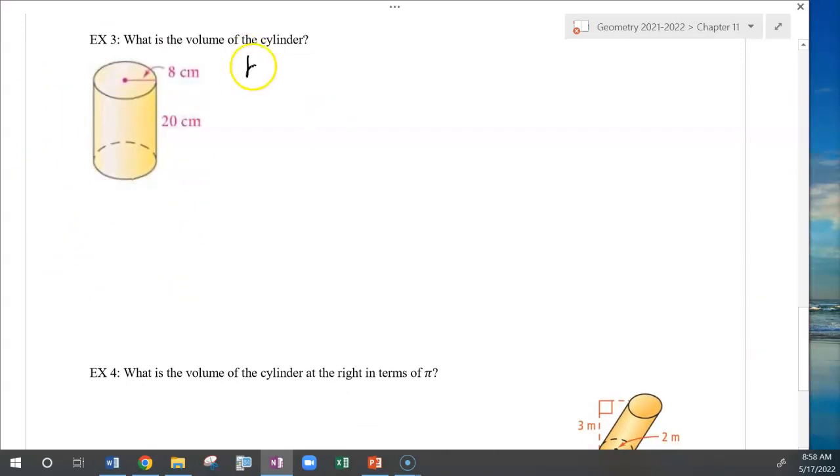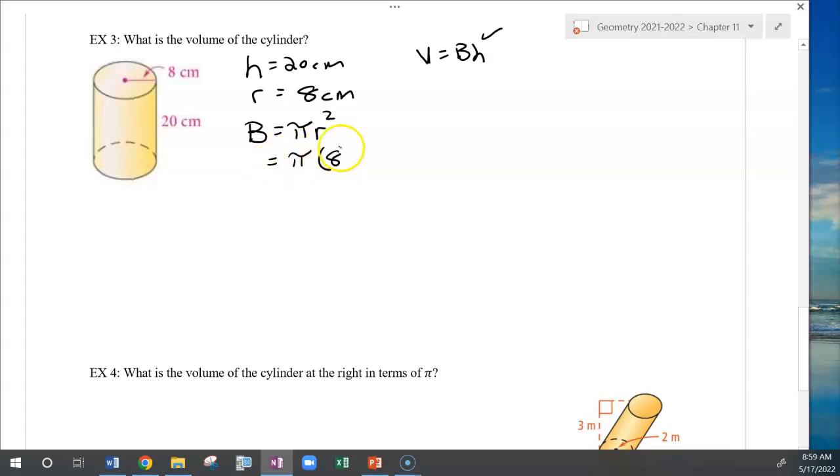I know that my height is 20 centimeters. That's given to me. And I know my radius is 8 centimeters. So to get the volume, I need big B times H. I've got H. So now all I need to do is get big B, and then I can plug that in. Big B is going to be pi r squared. So I'm going to get pi times 8 squared, which is going to be 64 pi centimeters squared. So now I've got the area of that base.